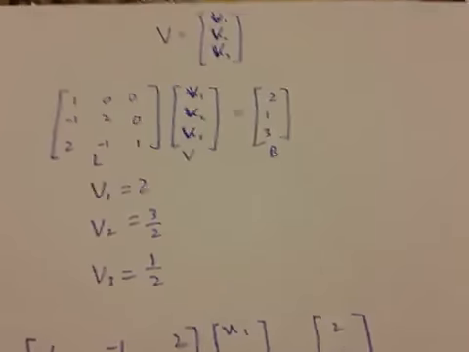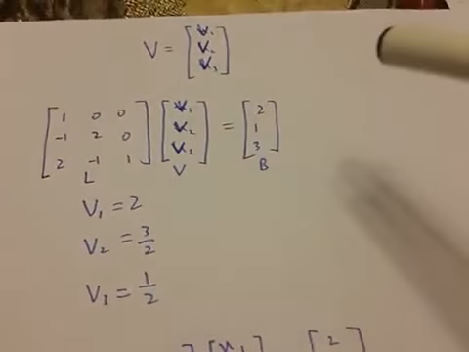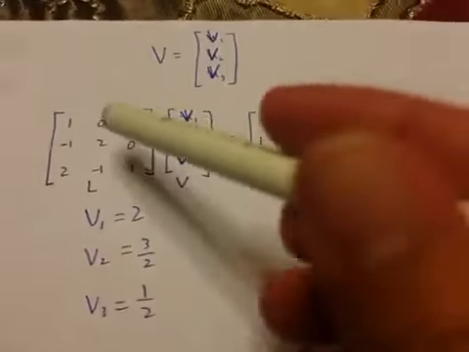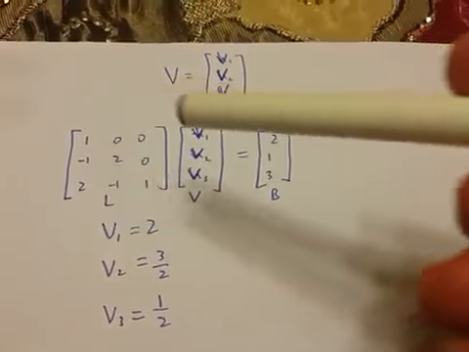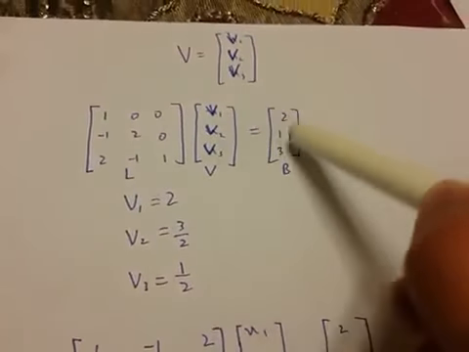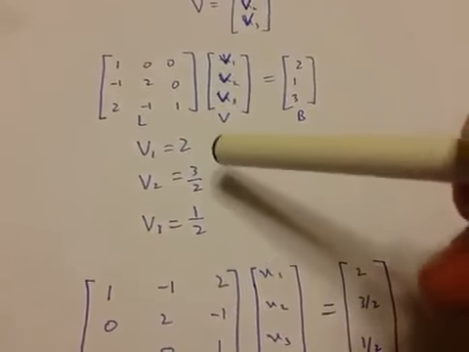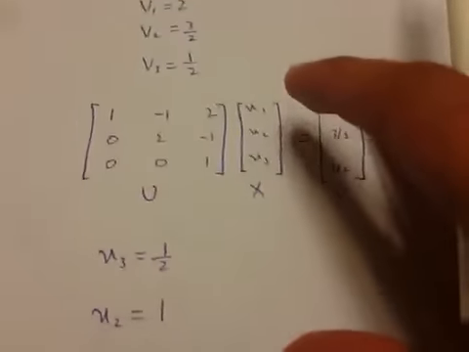Now, let's move on to the second part. As you remember, LV = B, as was shown over here. Now we know L because we found the values from a to f, which we substitute here to get the L matrix. So we know L, we know V, B is given to us. We can get values for V1, V2, and V3, which are 2, 3/2, and 1/2.